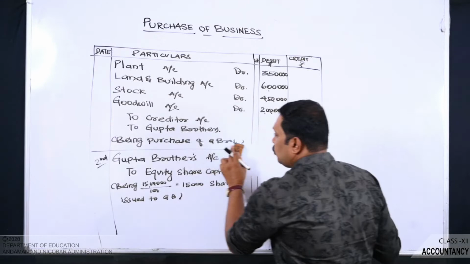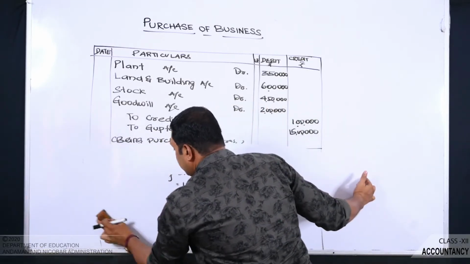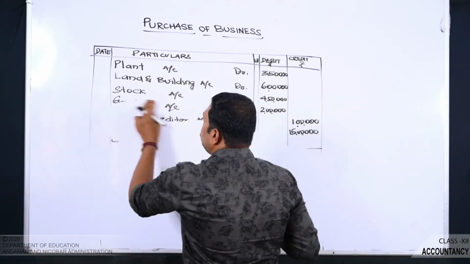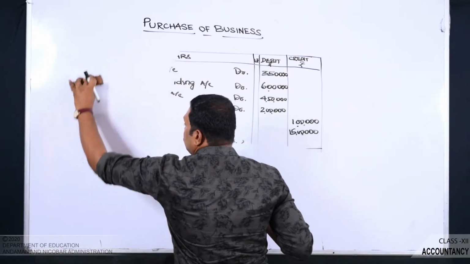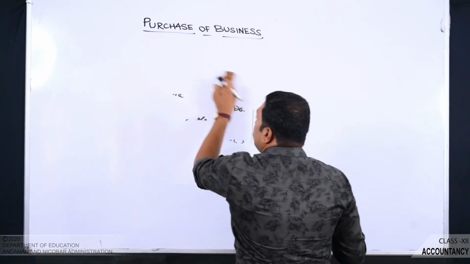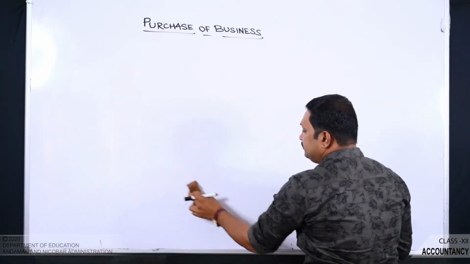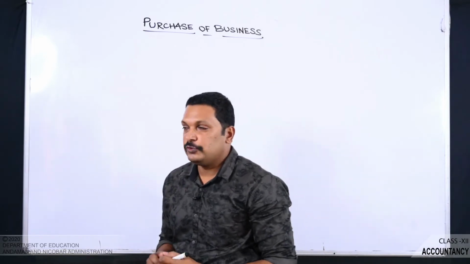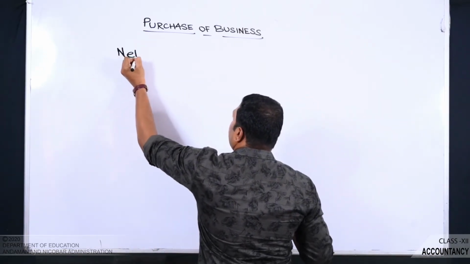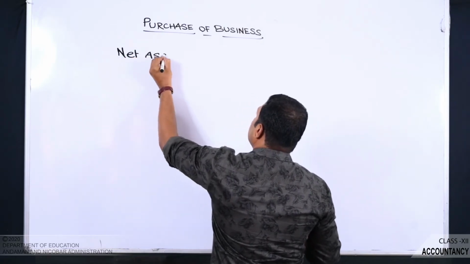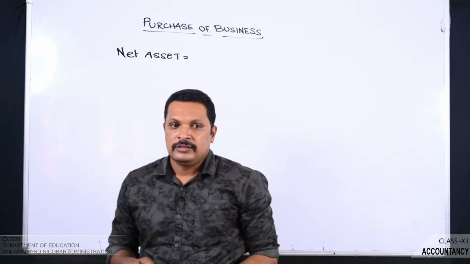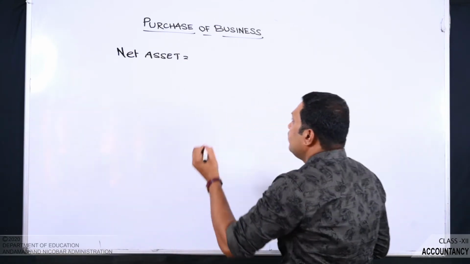So we are going to solve which one? Purchase of business through issue of shares and payment by cheque. Okay. Now calculate net asset first. Add all the assets. What are the assets given? That is, building is given.